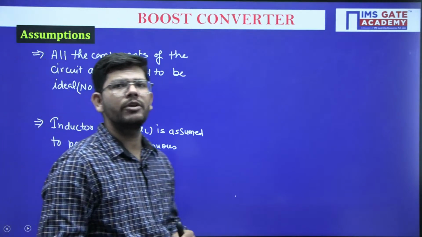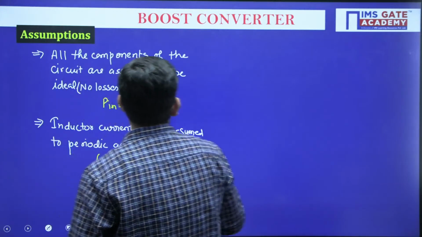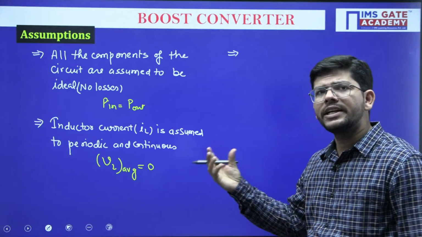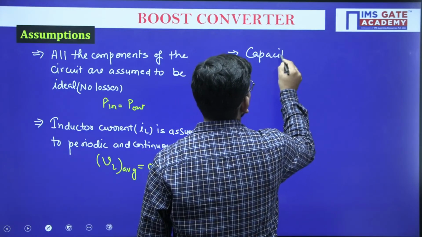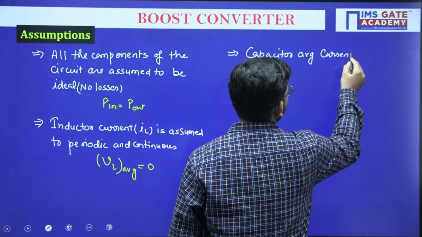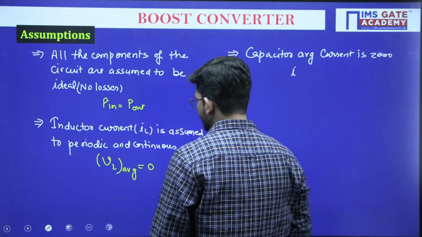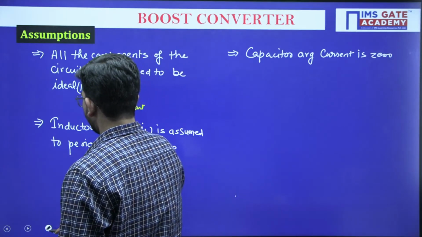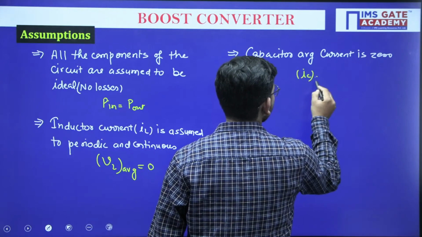Average inductor voltage that we will be having will be 0. So this is regarding the inductor. This assumption we will take care of while analyzing the circuit. The next important assumption is related to the capacitor, and that assumption says that the capacitor average current is 0. That means IC average that we will be having here is equal to 0.